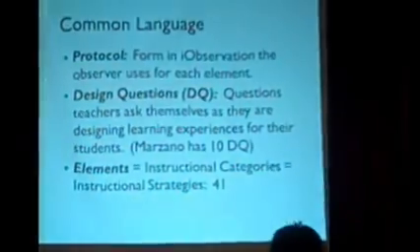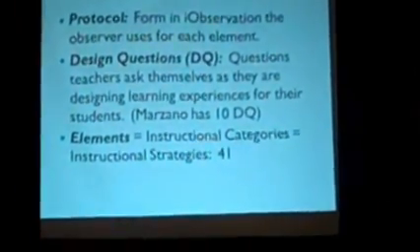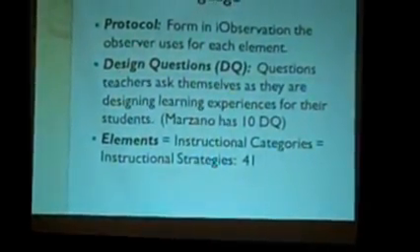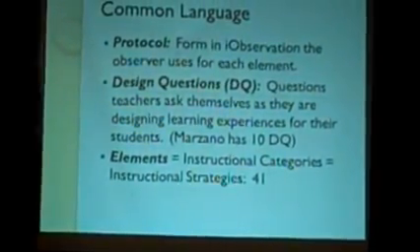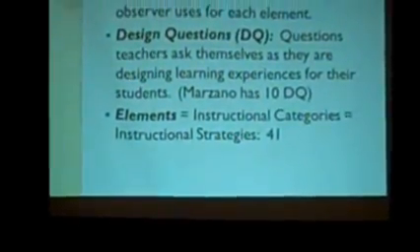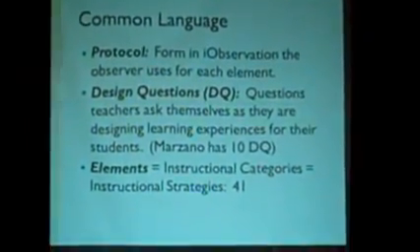And I think element was the last one. When you know what an element is, stand up. An element is the same thing as what you would consider an instructional strategy. Yeah, evidence, exactly. So an element means the same thing as instructional categories, which means the same thing as instructional strategies, and there's 41 of them.